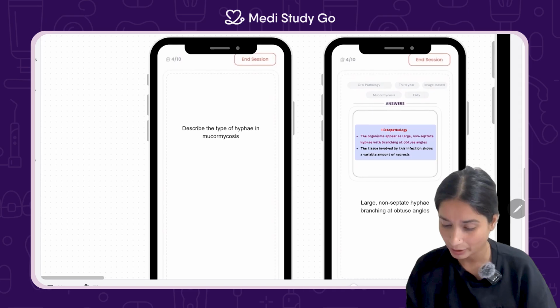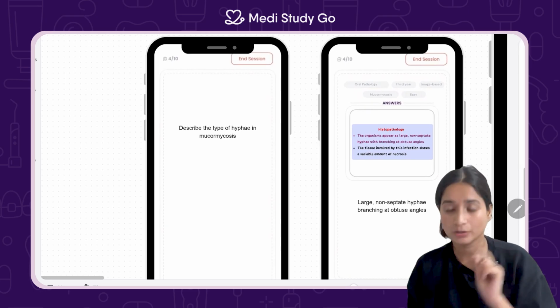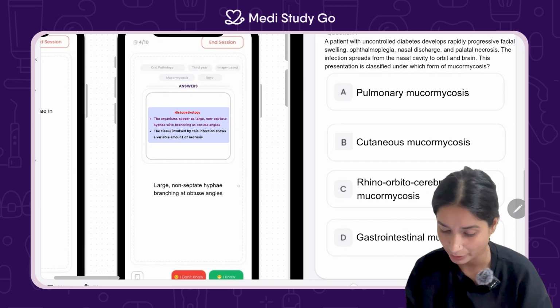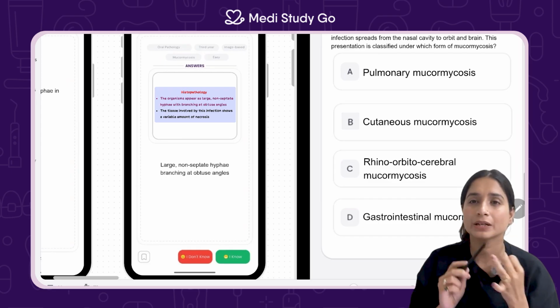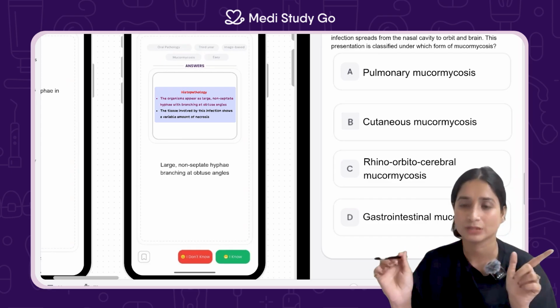So let's study one more question that describes the type of hyphae in mucormycosis. As we have said, it is large, non-septate, ribbon-like, and you will see it is at an obtuse angle.